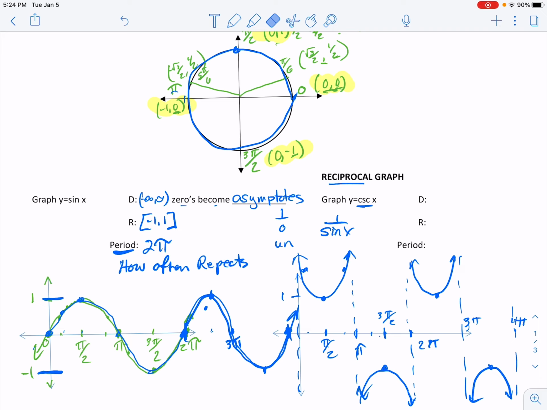Let's talk about the period first. How often does it repeat? Well, you got 1 at the top, 1 at the bottom, 1 at the top, 1 at the bottom. So it's every 2 pi.